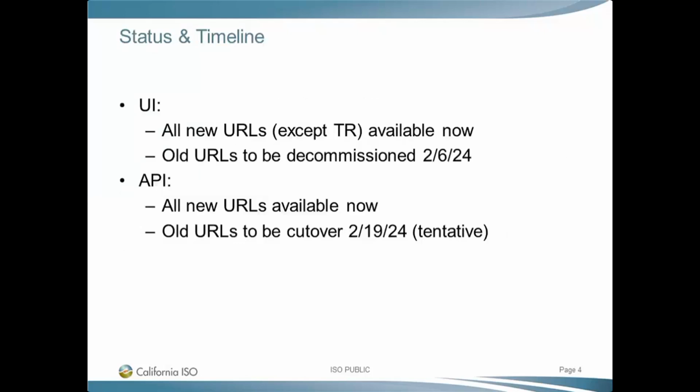Okay, so here's an overall status and timeline of where we are with the cutover for the UIs and the APIs. All of the new user interface URLs, except for TR, are available now, and the old URLs are set to be decommissioned on February 6th, 2024. We will, of course, send out additional communication leading up to the February 6th date. So in addition to these forums, you can stay tuned to customer notices for information as well.